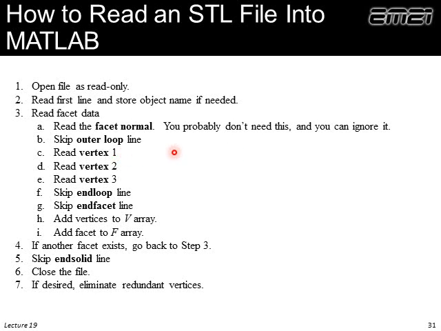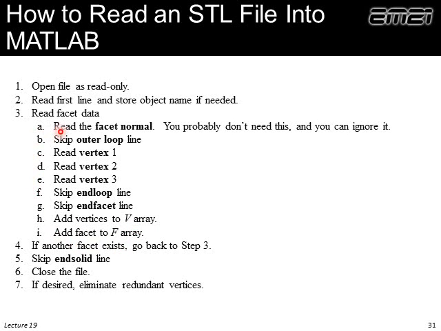So we'll have the numbers for vertex 1. Then we read vertex 2. Then we read vertex 3. Then we'll skip the line that says end loop. We'll skip the line that says end facet. We've just read in 3 vertices. We'll add those vertices to our V array. And we also just added 1 facet. We will add the facet to the F array.